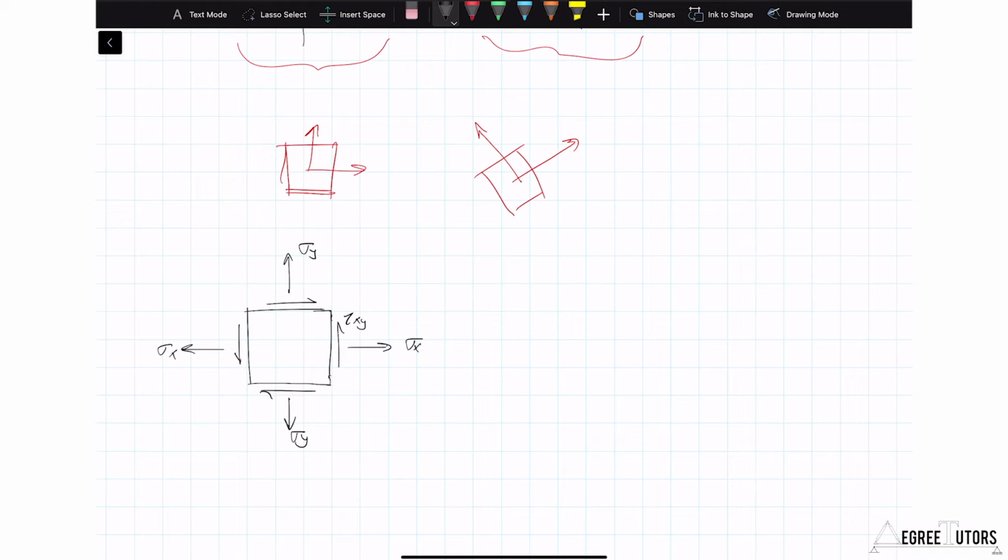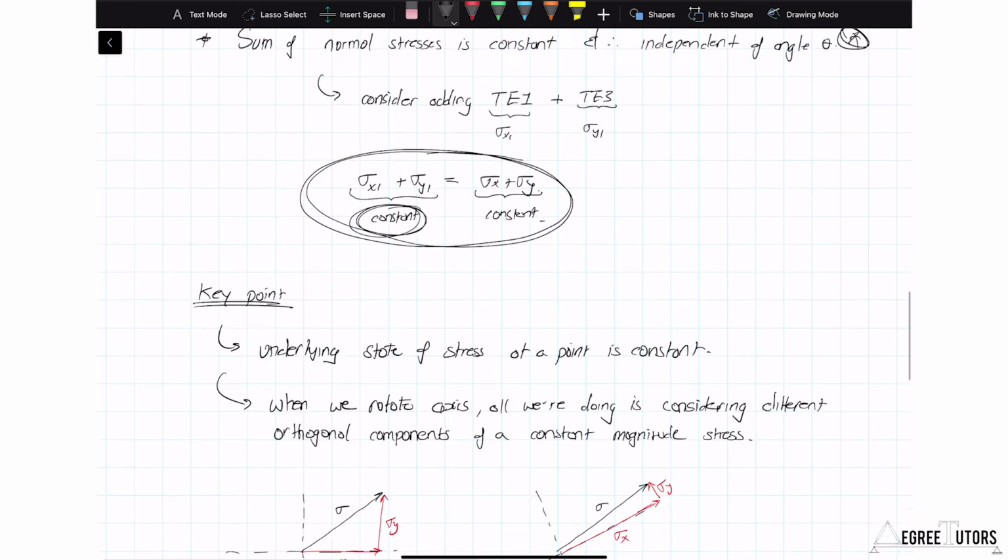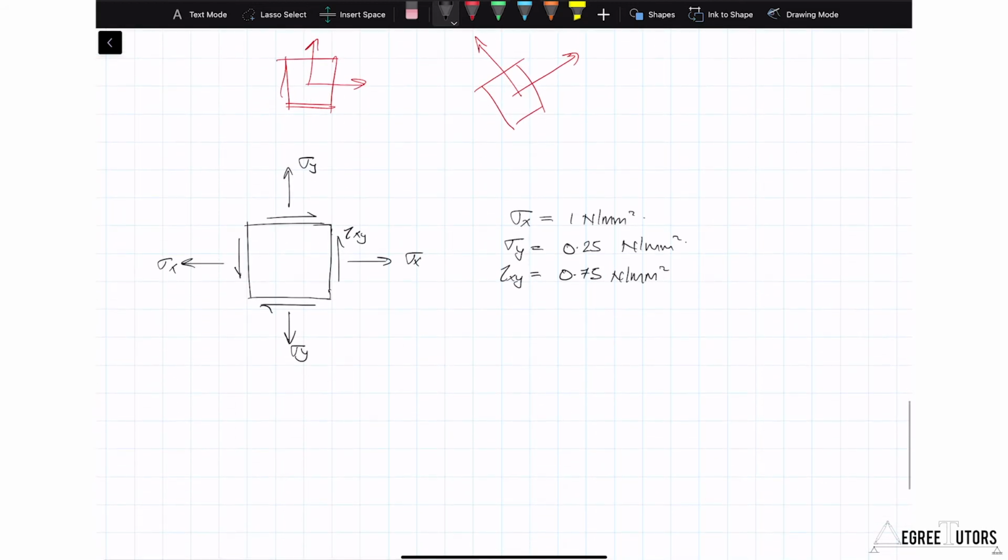Now, just for the sake of demonstration, I'll let sigma x equal 1 Newton per millimeter squared. I'll let sigma y equal 0.25. Again, numbers out of the air, not really important for now. It's more the pattern of behavior we're going to be interested in when we plot these. And we'll say that shear stress is 0.75. So our task now is to use these three transformation equations to see how the stresses vary as I change theta. As I change the orientation of this element, how does the stress vary? In order to do this, we're going to jump over to a Jupyter Notebook.